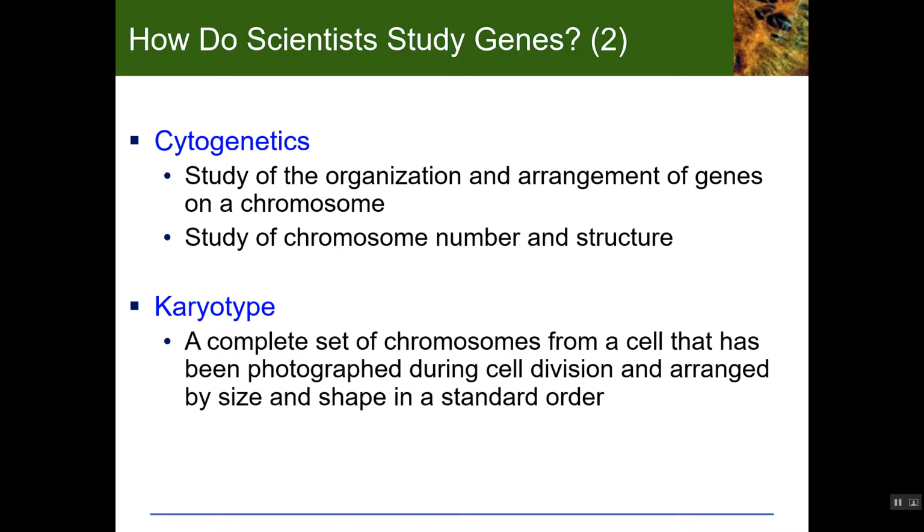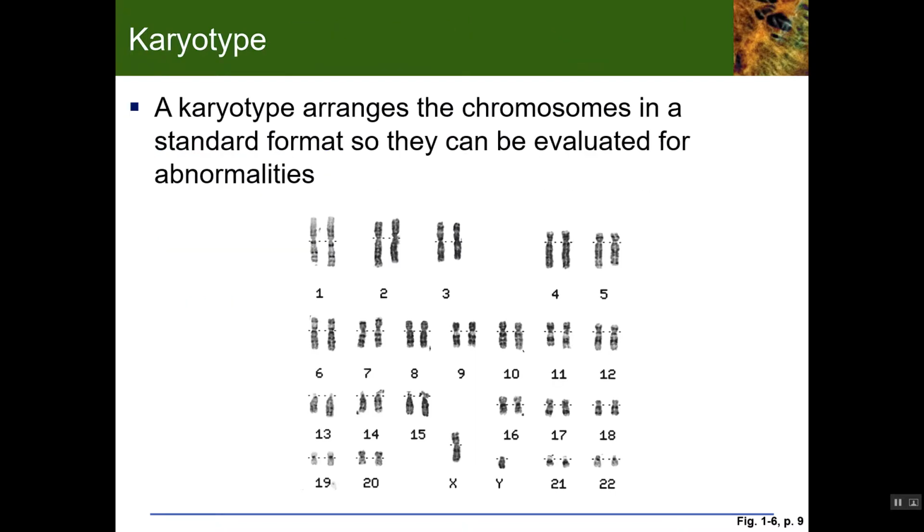Cytogenetics. Cyto means cell. Genetics, of course, is the study of how information gets passed from one generation to the next. So when you put it together, you get the study of the organization and arrangement of genes on a chromosome and the study of chromosome number and structure. A karyotype is a complete set of chromosomes from a cell that has been photographed during cell division and arranged by size and shape in a standard order. So here's a karyotype. It arranges the chromosomes in a standard format so they can be evaluated for abnormalities.